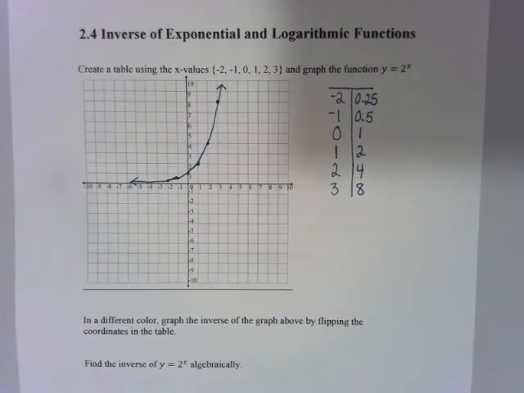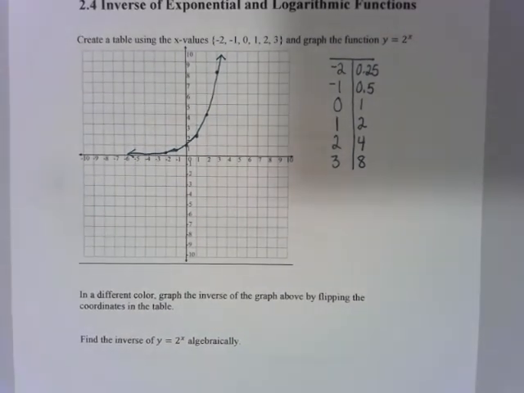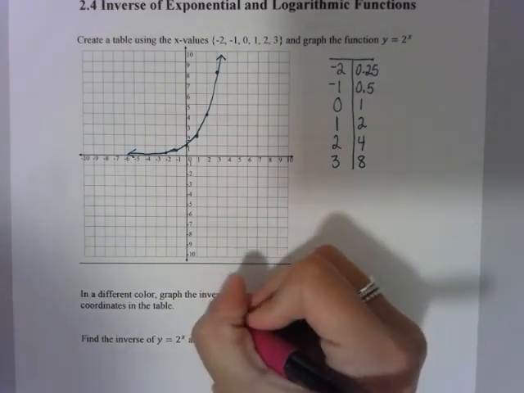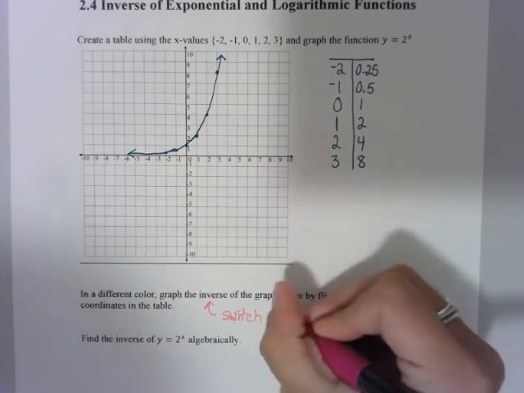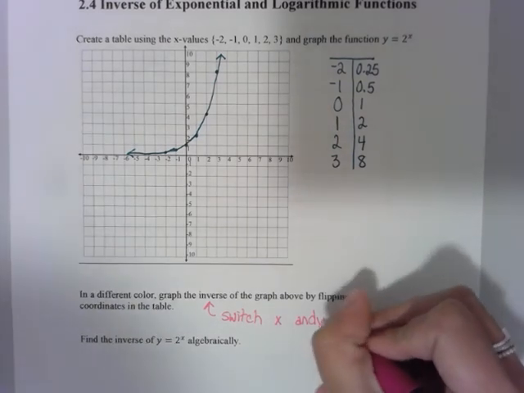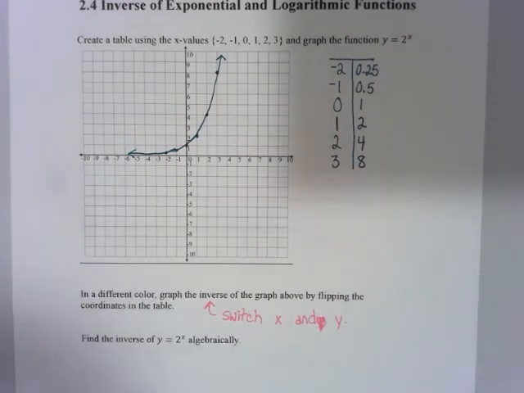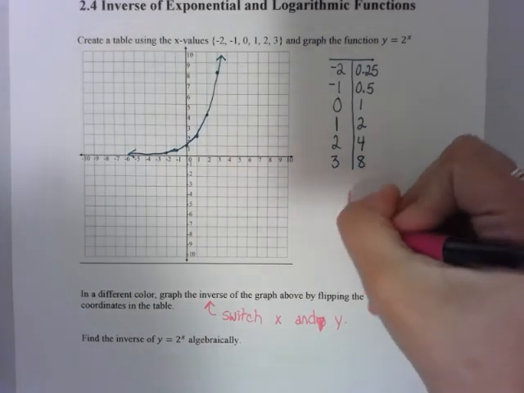Now, as you may remember, an inverse is when we switch the x and y values of the coordinates. So remember, inverse means to switch x and y. So I'm going to flip my table to get my new coordinates to plot.